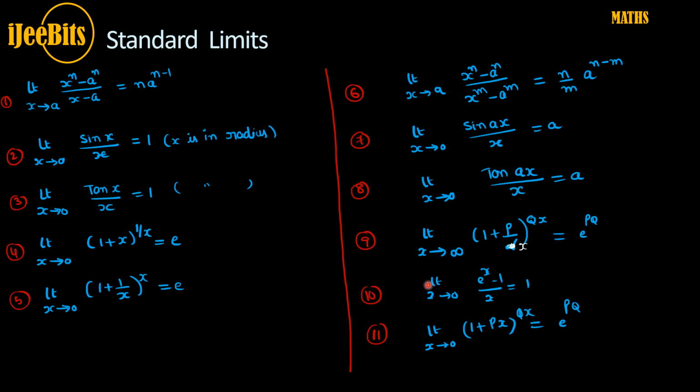Similarly, limit x tends to infinity, (1 plus p by qx) whole power qx. When the expression is something like this, then straight away you say this is e power p. This would also be the same: limit x tends to 0, (1 plus px) whole power q by x. In this case also, the value is e power pq.